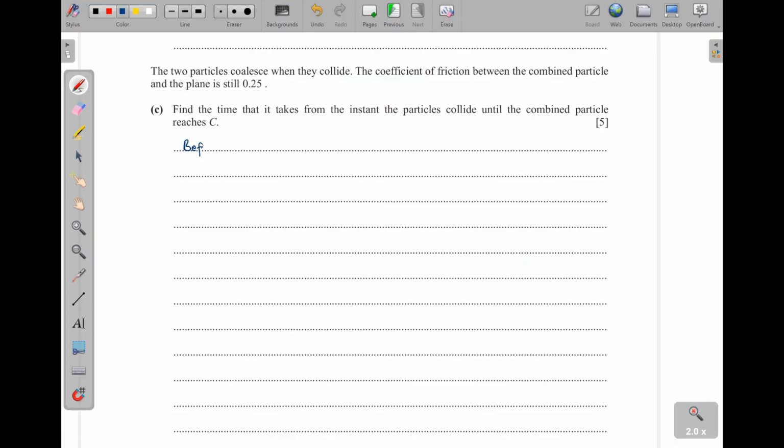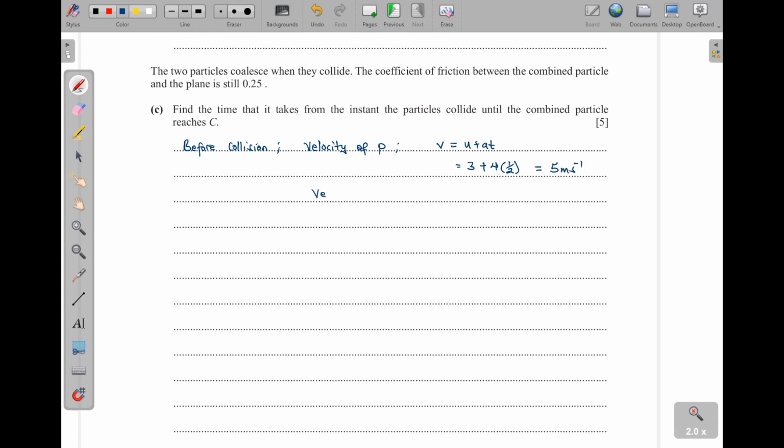Before collision, what is the velocity of P? We can use v equals u plus at. So u at B, remember it was moving with a speed of 3. And then the acceleration, we found it as 4. Then the time taken, we have seen it is a half. So 4 times a half is 2, plus 3. This will give us 5 meters per second.